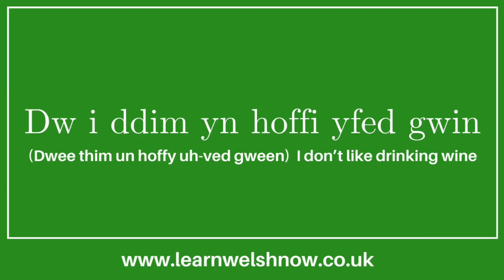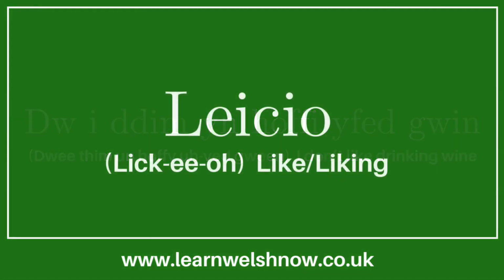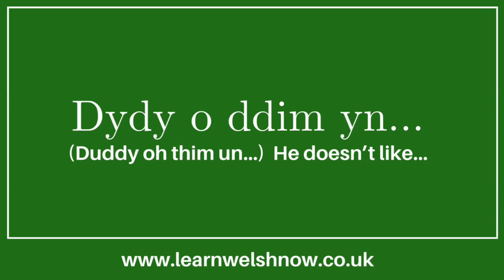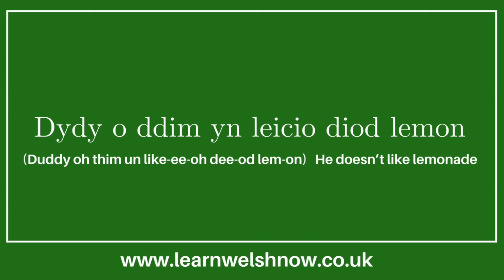Instead of hoffi, some people use licio to mean to like or liking. So, for example, if I made a she doesn't like sentence, dydy hi ddim yn licio yfed cwrw. She doesn't like drinking beer. He doesn't. Dydy o ddim yn. For example, dydy o ddim yn licio diod lemon. He doesn't like lemonade.